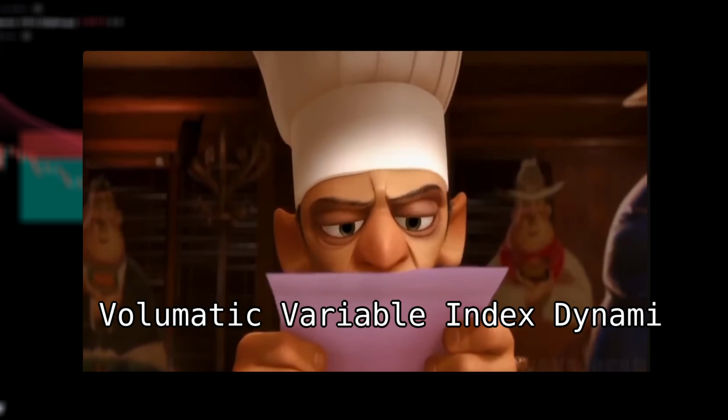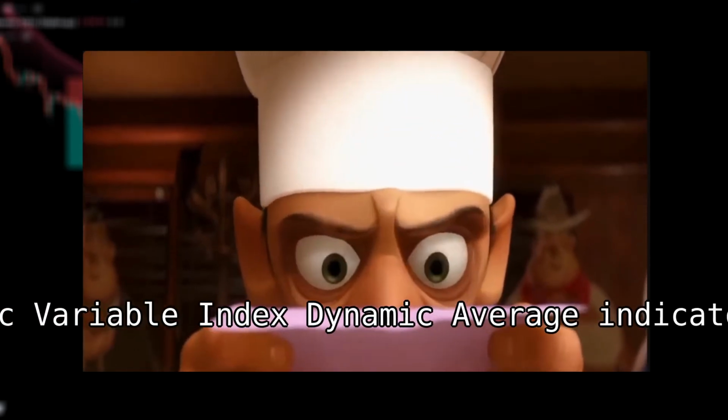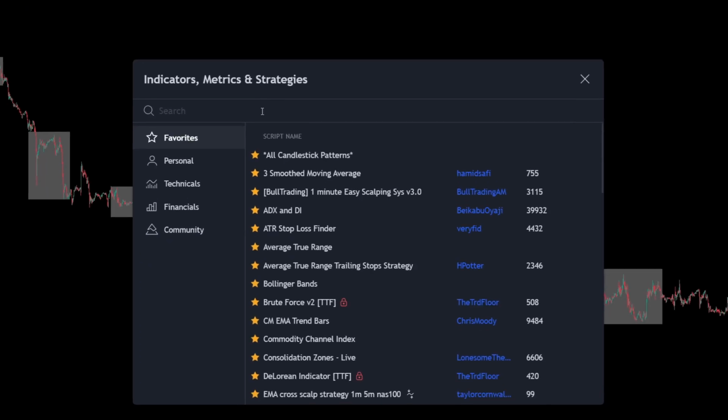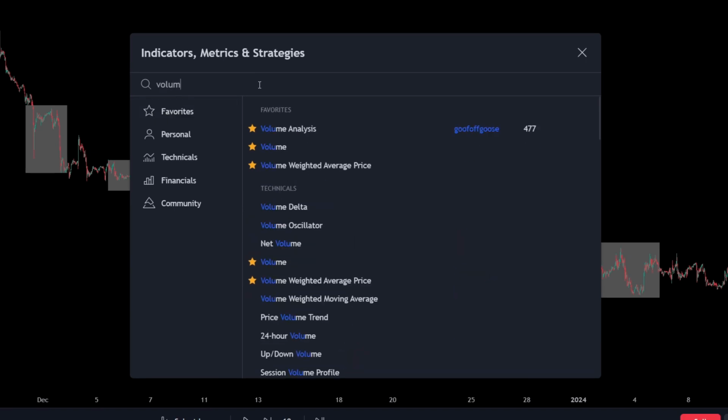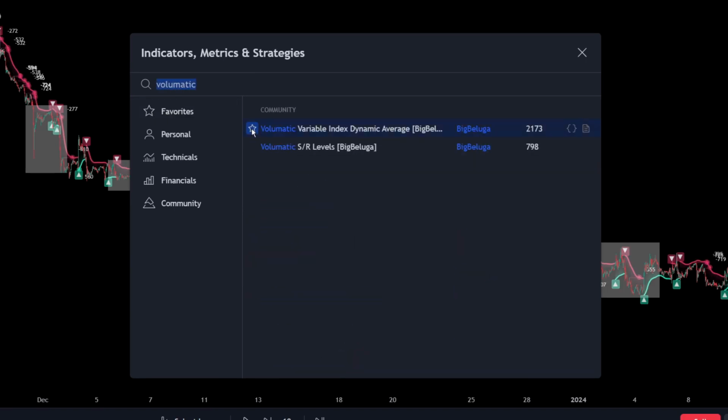The foundation of this strategy is the Volumetric Variable Index Dynamic Average Indicator, or VIDYA for short, created by Big Beluga on TradingView. First, let's add it to our chart. Head to the Indicator Search tab on TradingView, type Volumetric Variable Index, and select the one by Big Beluga.